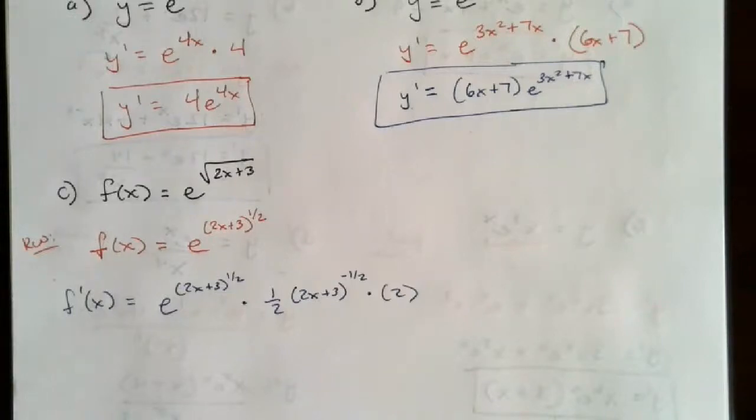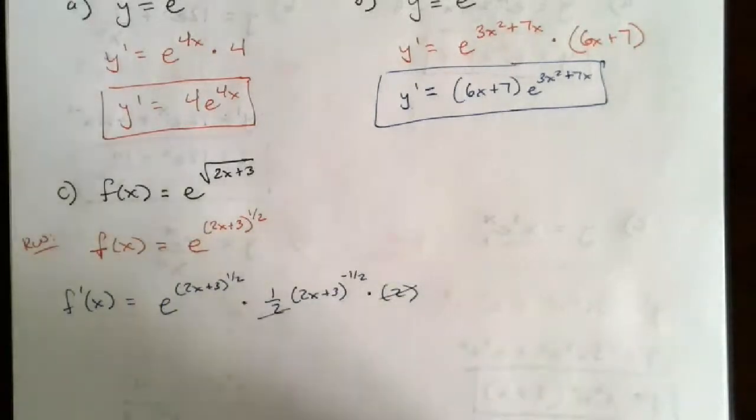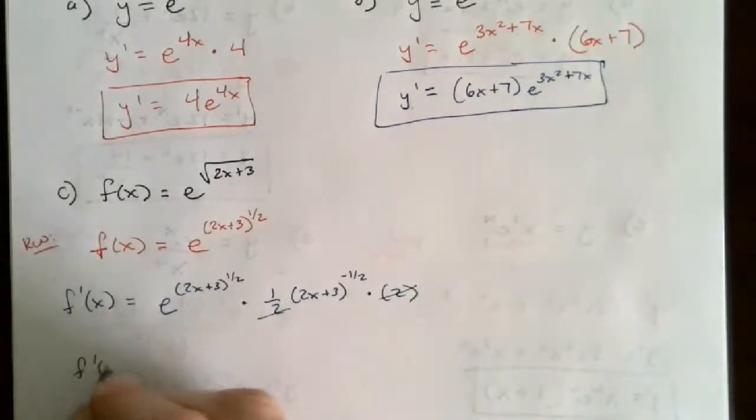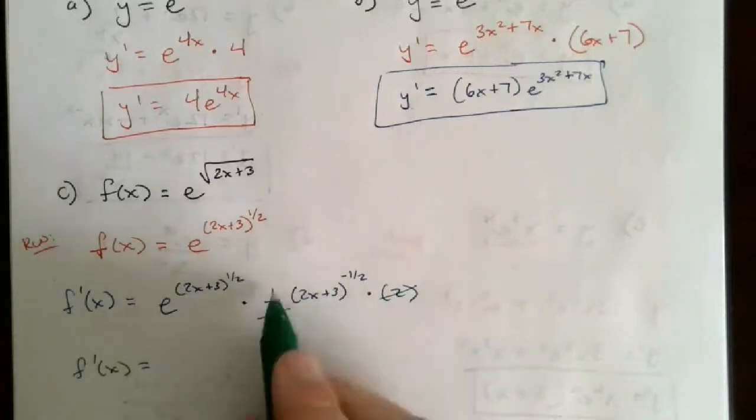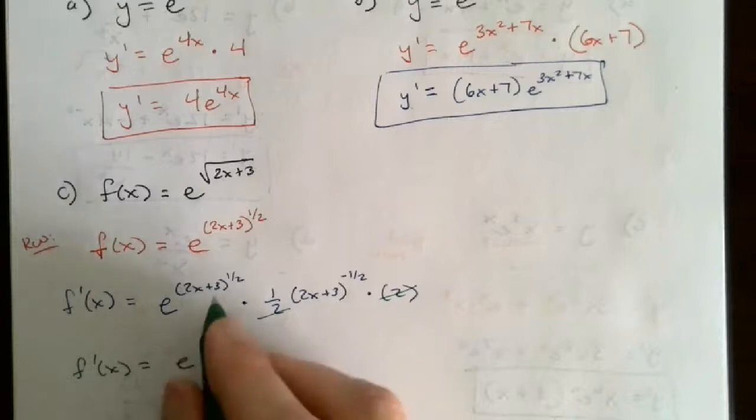And so it's a little tricky because it's a chain rule within a chain rule. And now we'll simplify. Taking a look at this, these 2's are going to cancel, which is kind of nice. You end up with f prime of x equals, because it's 2 times a half, so they just cancel to a 1, e to the 2x plus 3 to the 1/2.